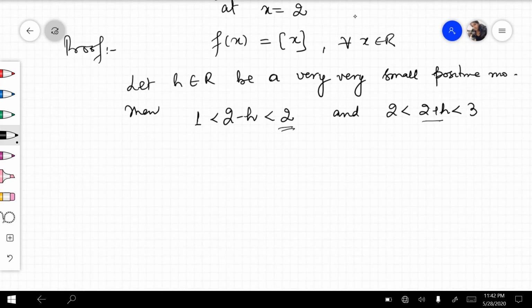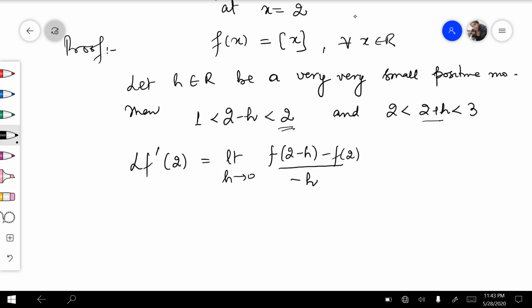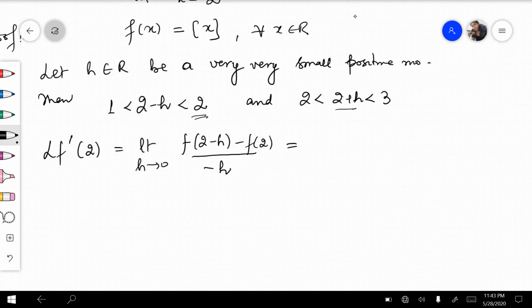We need to show that this function is not differentiable at 2. For this, the left hand derivative at 2 by definition is equal to limit h goes to 0 of f of 2 minus h minus f of 2 upon minus h, which equals limit h goes to 0 of the greatest integer value of 2 minus h minus the greatest integer value of 2 upon minus h.